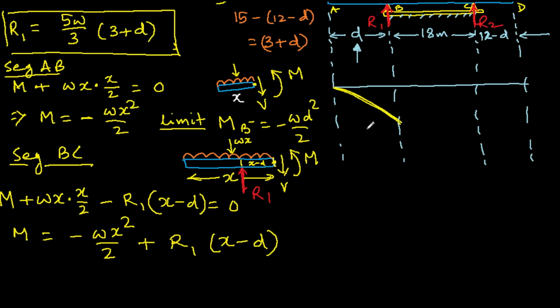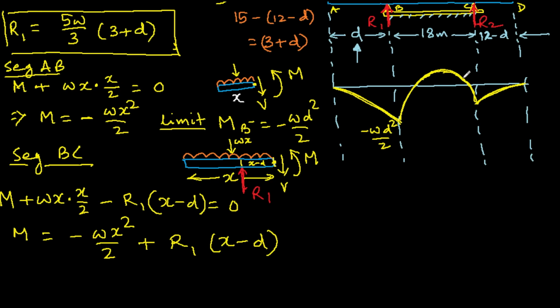And the point here is minus w d square over 2. And similarly on this side also it will be something like this. Okay, and in between this will be... So that's roughly the shape of our bending moment diagram.